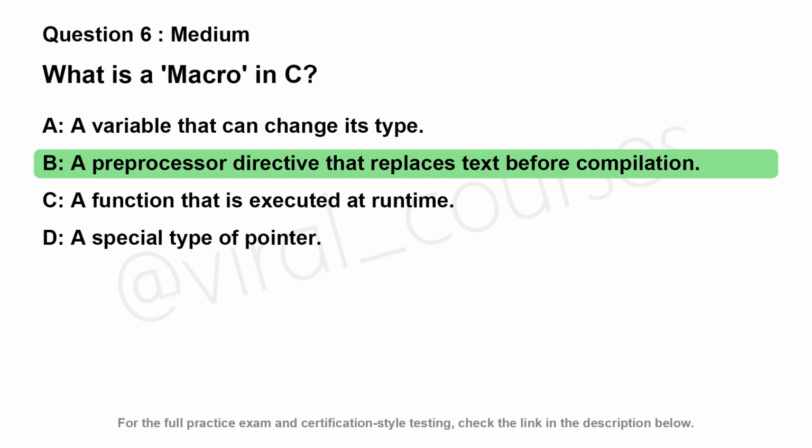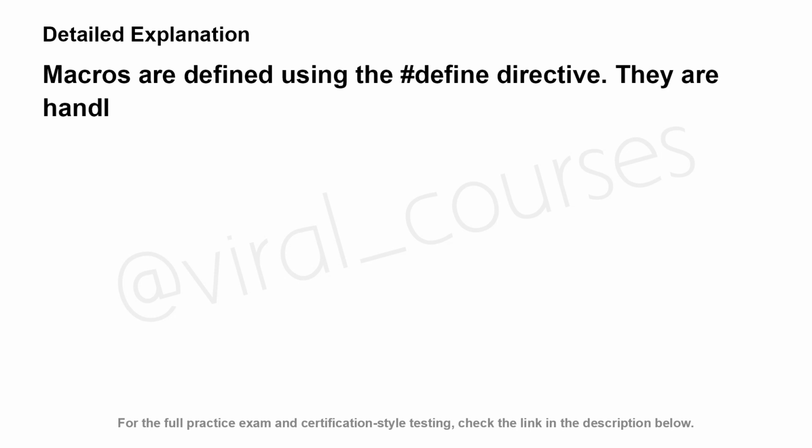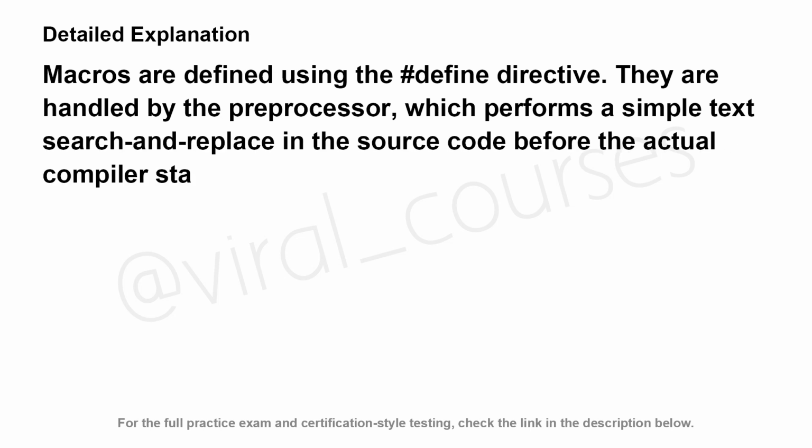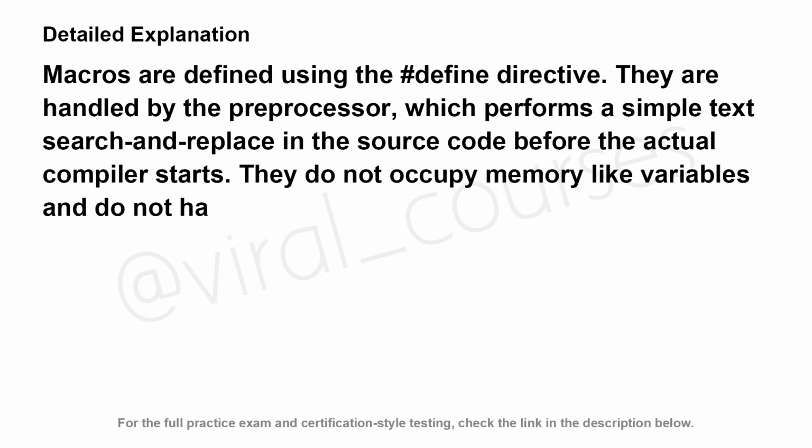The correct answer is B. Macros are defined using the #define directive. They are handled by the preprocessor, which performs a simple text search and replace in the source code before the actual compiler starts. They do not occupy memory like variables and do not have scope rules like functions.